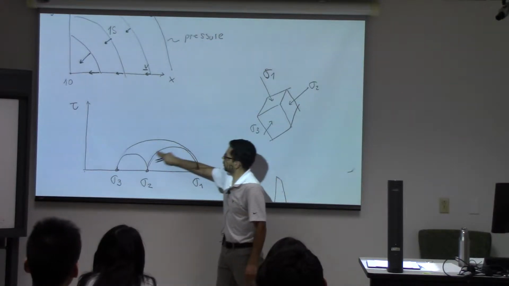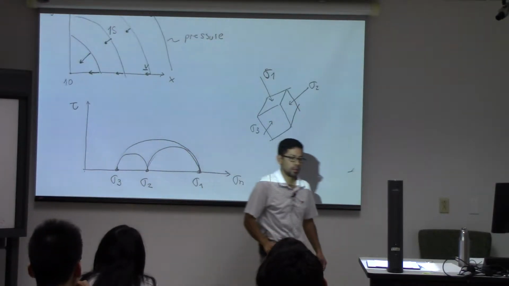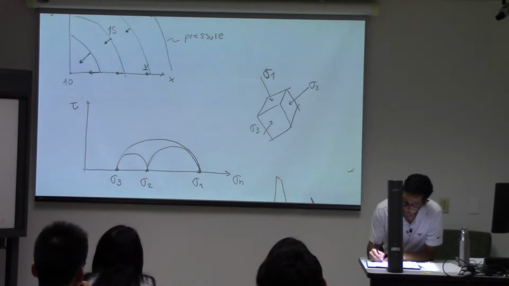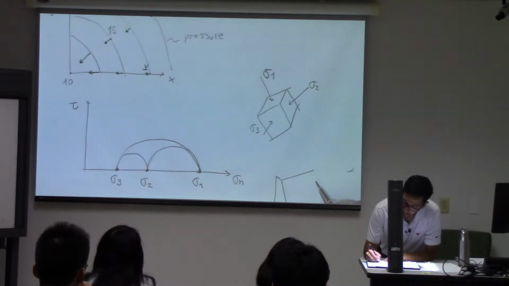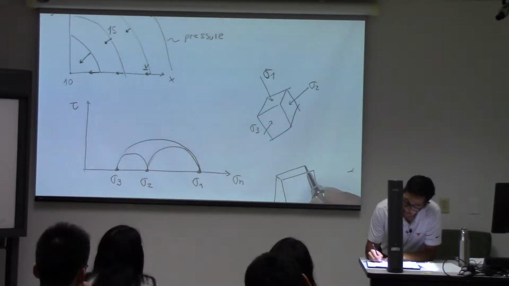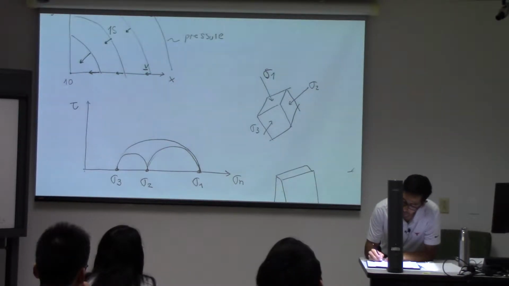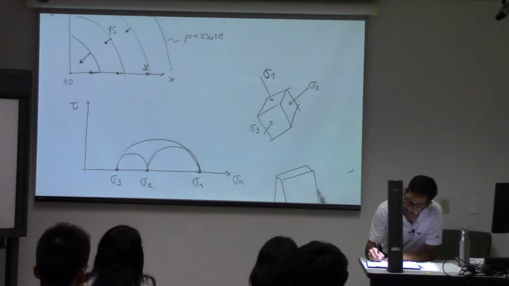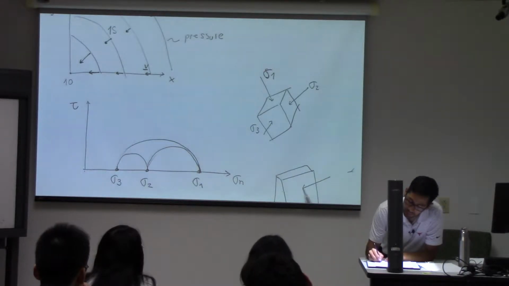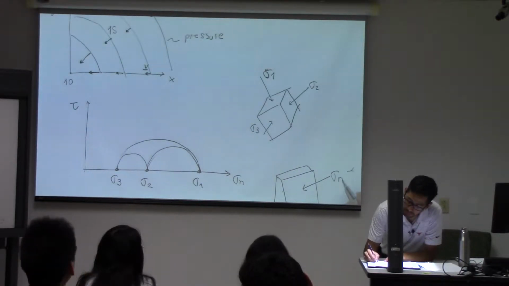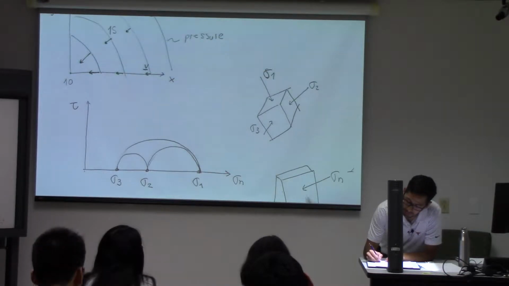This line, that line, that line. And that's how you're going to be able to calculate the normal stress and the shear stress at an arbitrary plane. This is going to be sigma n, and let's say that's going to be tau.